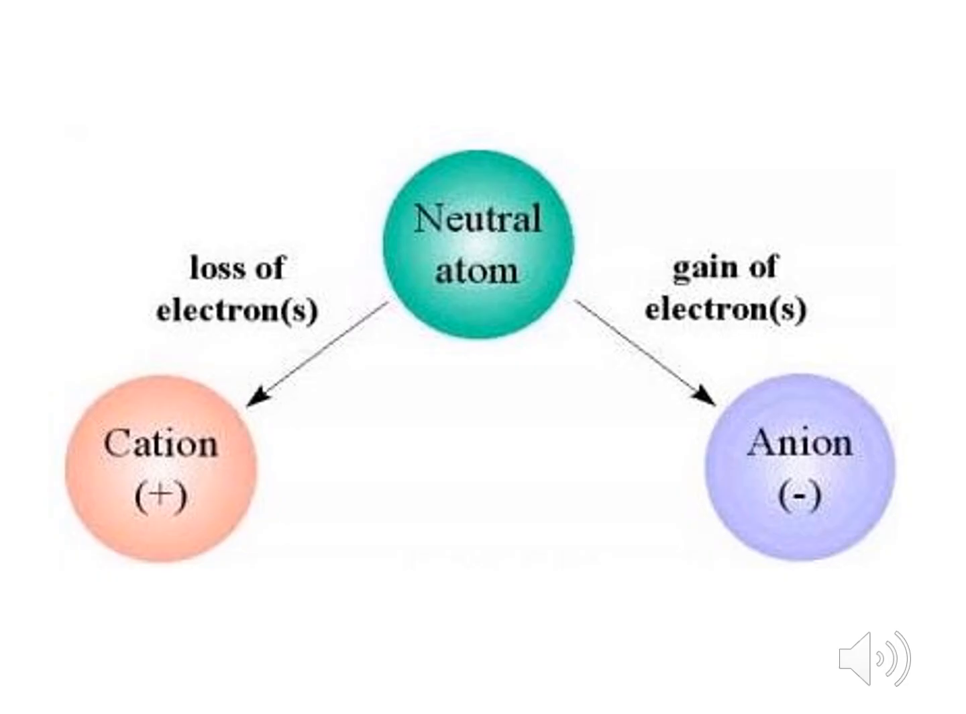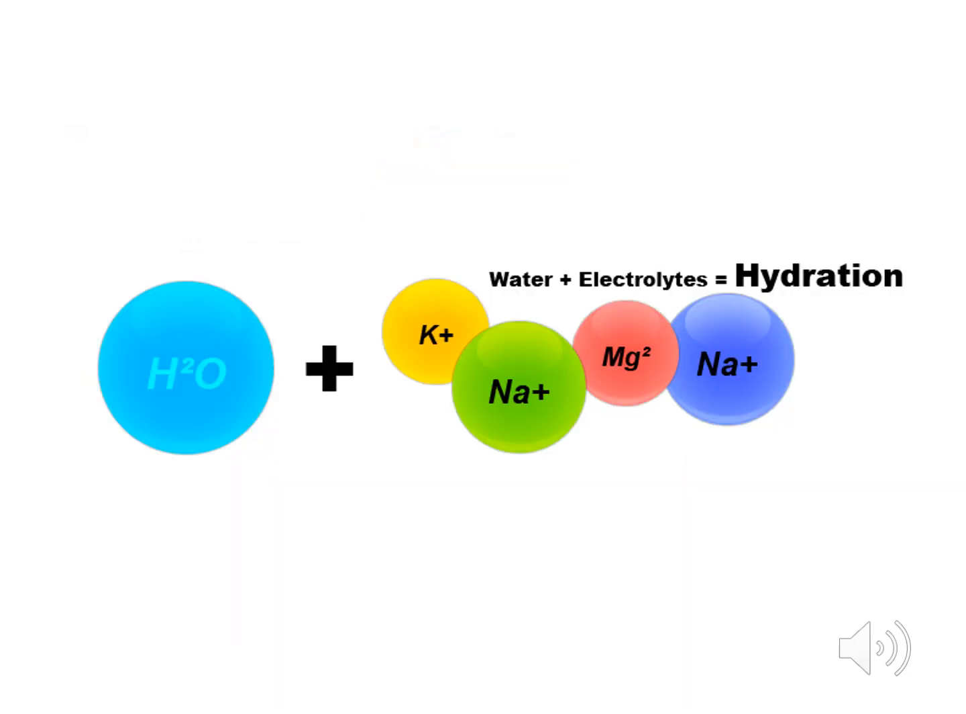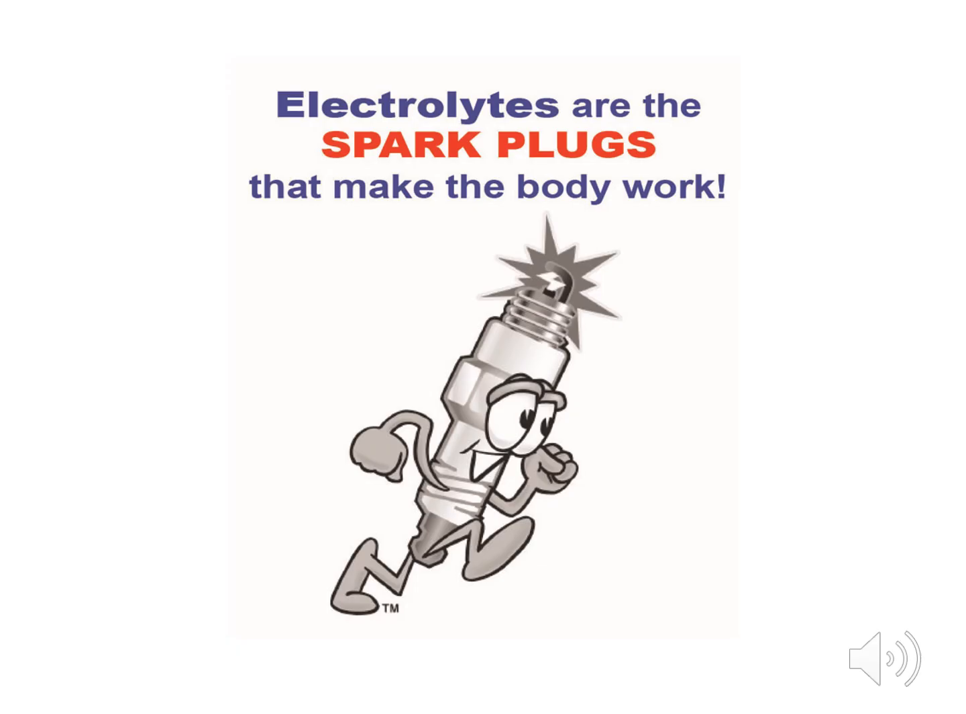Okay, and these electrolytes have a lot of important uses. For example, they're very important in fluid balance, in pH balance, plus that little electrical charge is what facilitates action potentials, which we need in order for our nerve cells and our muscle cells to function. So some people say that electrolytes are like the spark plugs that make the body work.